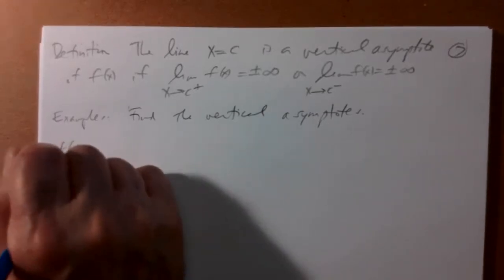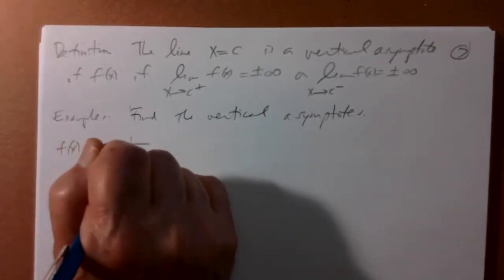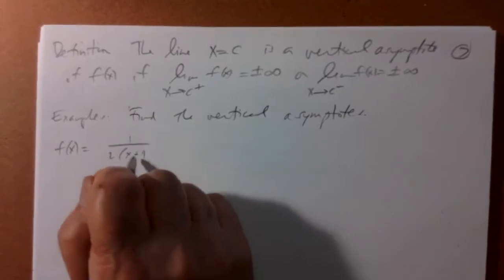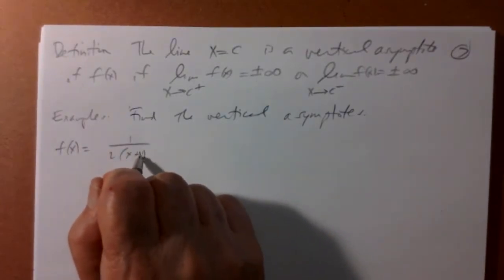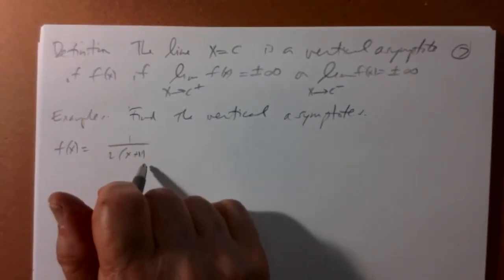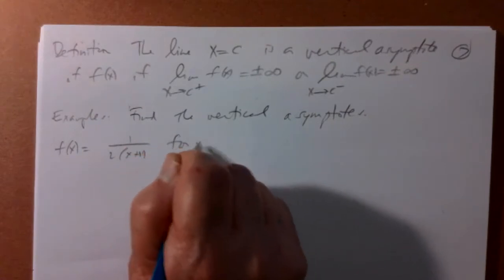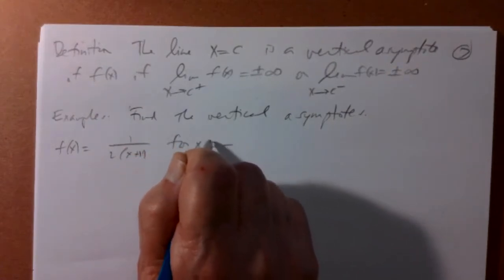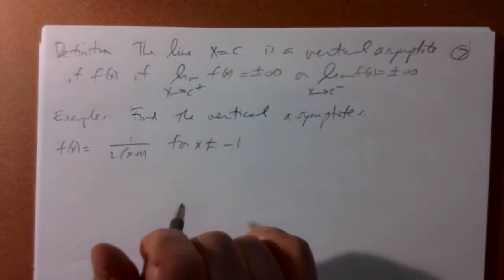Suppose we have f of x equals 1 over 2 times x plus 1. Again, it's clear this function is not defined where the denominator is 0. So this is defined for x not equal to minus 1.